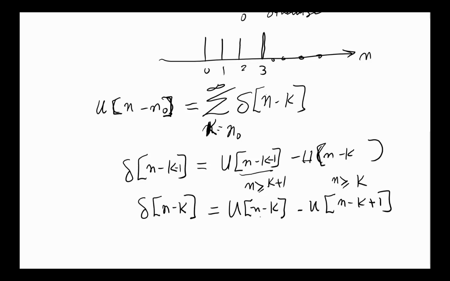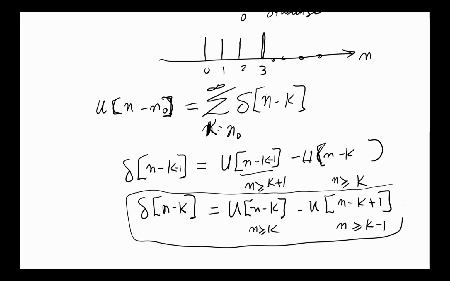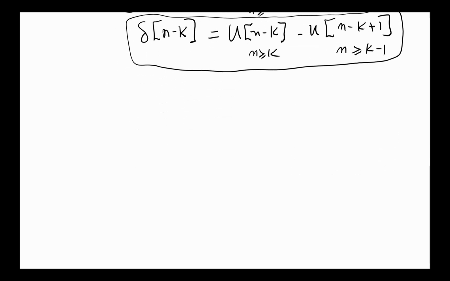In this case, this is going to become 1 when n is larger or equal to k. This is going to be 1 when n is larger or equal to k minus 1. So that was what I was going for, but along the way we learned about this one too. Okay, so now let's go ahead and take a look at continuous time.